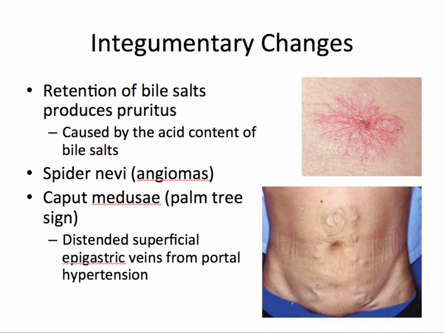Retention of bile salts causes pruritus or itching. This is caused by the acid content of bile salts. Patients with liver disease can also develop spider nevi or angiomas. This is shown in this top picture. Another condition that can occur is caput medusae. This is the palm tree sign and is distended superficial epigastric veins from portal hypertension. This is shown in this bottom image.